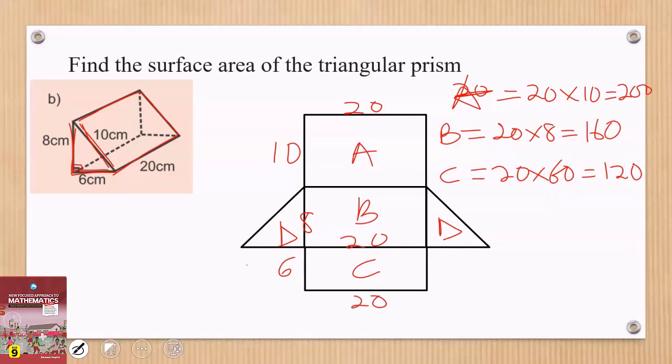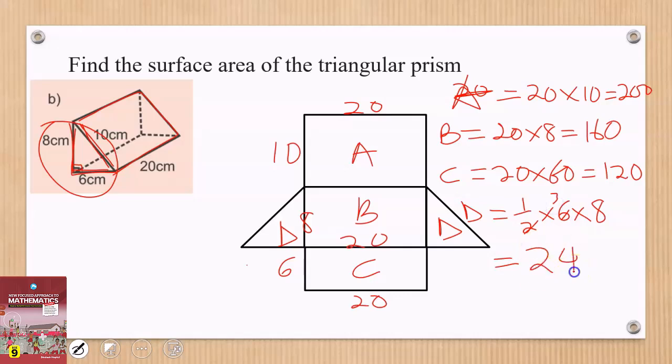Then we want to find area D, and area D is where we have a problem. It's going to be half base times height, and the base of the triangle here is 6, and the height is 8. When you simplify that, you divide the 6 as 3, so 3 times 8. That will give us 24. Now the 24 times 2, because there are 2 of the D's, so that will give us 48.